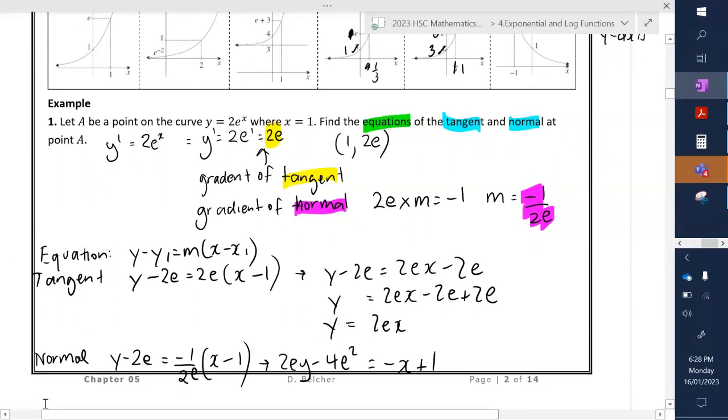So go and have a go at the exercises. Try and go back and have a look at year 11 stuff if you're a little bit stuck with some of the translations and dilations.